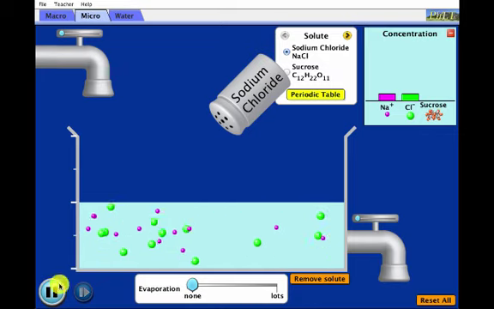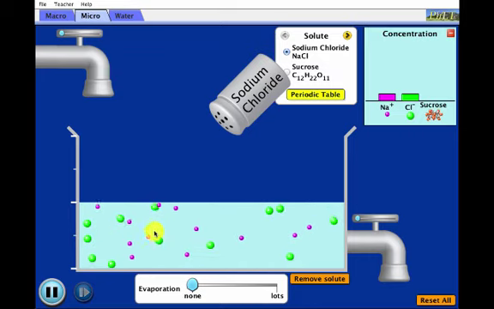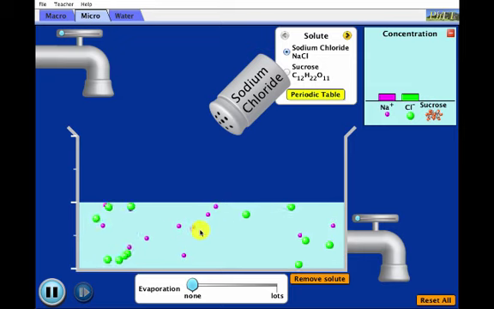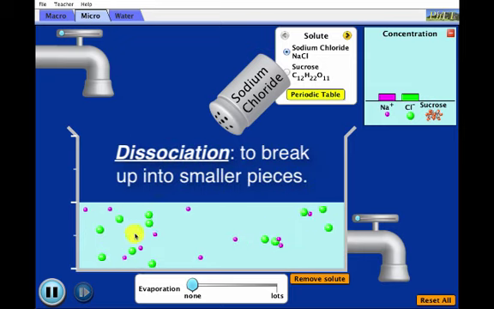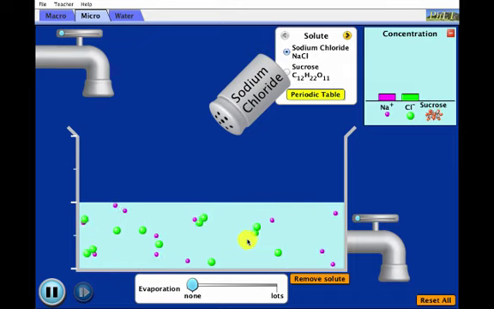Notice that they're moving around and separating from each other. This is what allows the conduction of electric current, the fact that the ions break up. This is called dissociation. When they break up into pieces and dissociate, these ions then allow the conduction of electric current.